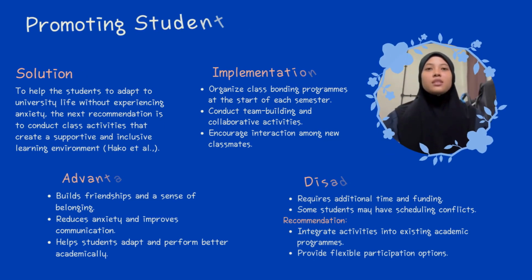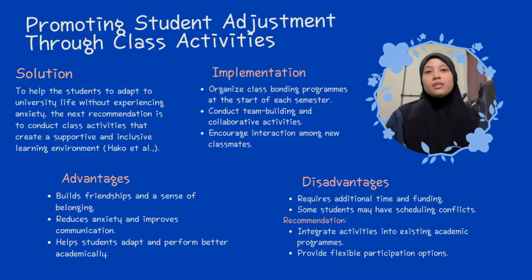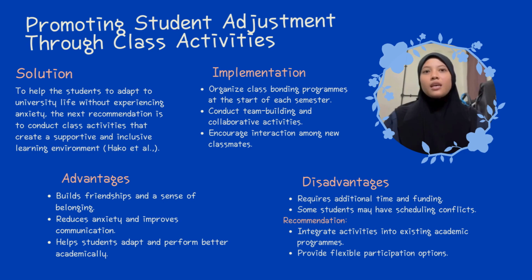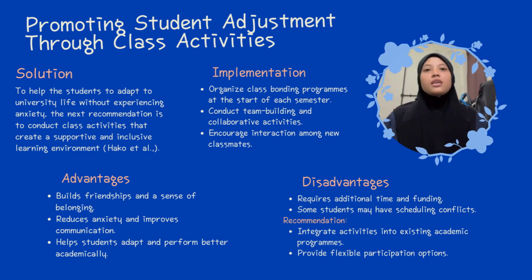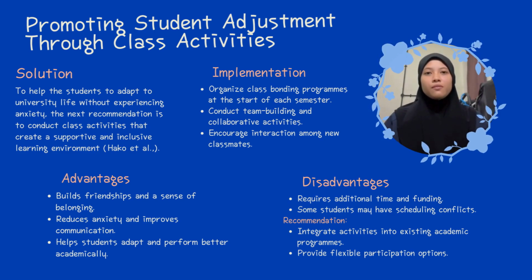Next, our second recommendation is to conduct class activities that create a supportive and inclusive learning environment. This recommendation aims to help students adapt to university life while reducing anxiety, especially during their first few weeks on campus. To implement this solution, the faculty can organize class bonding programs at the beginning of each semester. These programs can include team building games, icebreaking sessions, and collaborative problem-solving activities. Students will work with classmates they have never met before, allowing them to interact, communicate, and build new friendships.